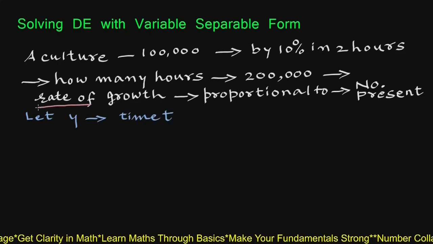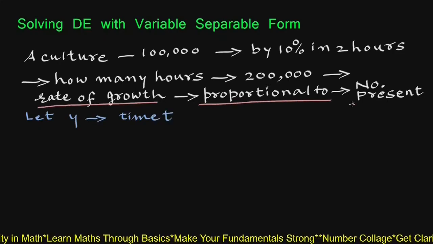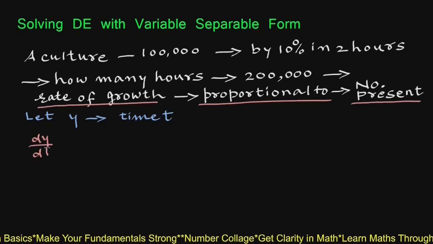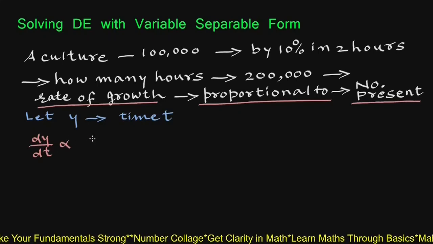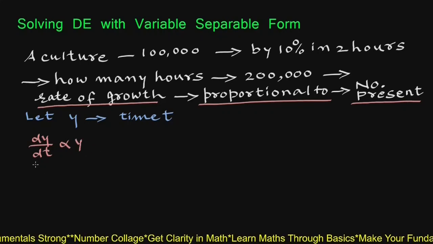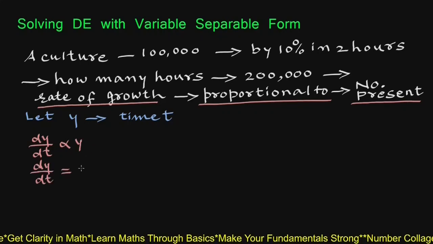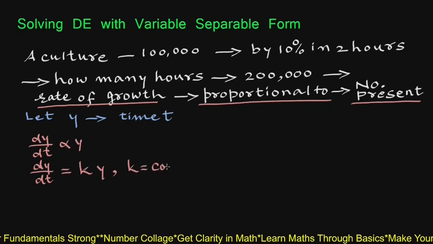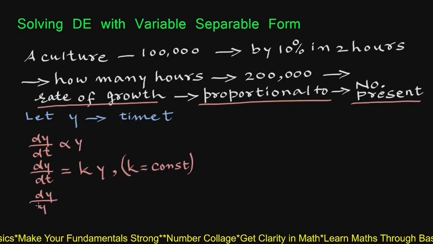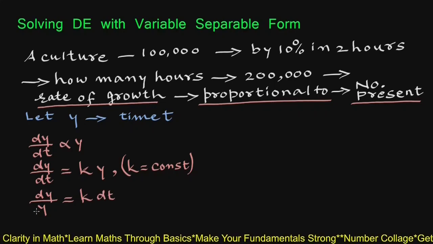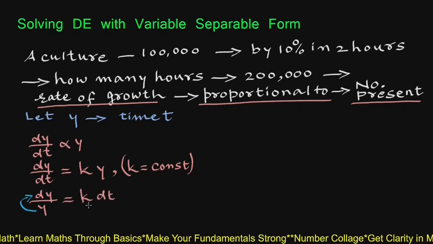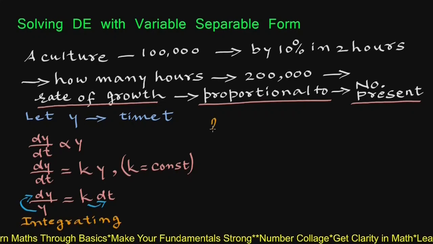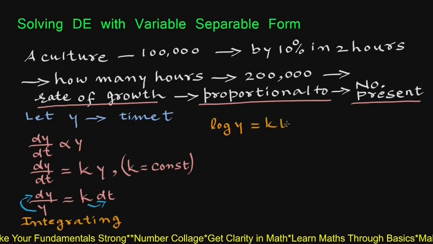Now rate of growth is proportional to the number present. So rate of change of y with respect to time t is proportional to the number present y. dy by dt equals ky, where k is the constant of proportionality. dy upon y equals k dt. Function of y with dy, constant with dt. So integrating, log y equals kt plus c.